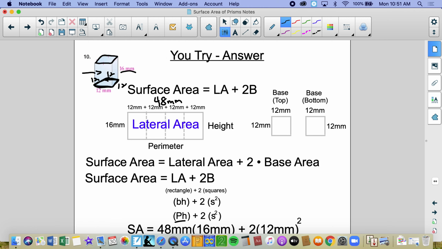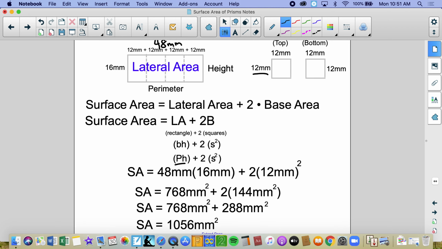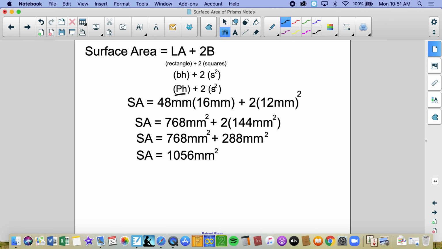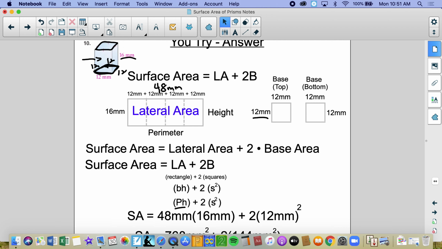Now let's go back to my two bases. So I know that the base shape is a square. So my base area is going to be s squared. So I have my side, which is 12 millimeters. 12 millimeters squared would give me 144 millimeters squared. And I have two of those bases. So 144 times 2 would give me 288 millimeters squared. And then I would add that to the lateral area, 768, and I get 1,056 millimeters squared as my surface area.